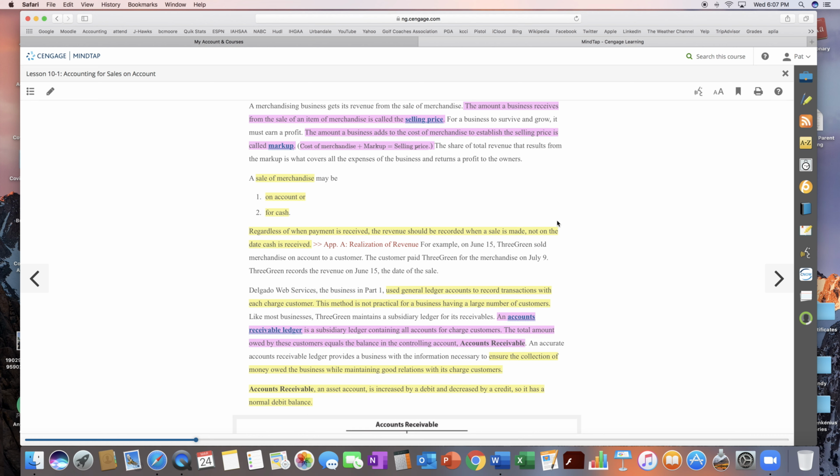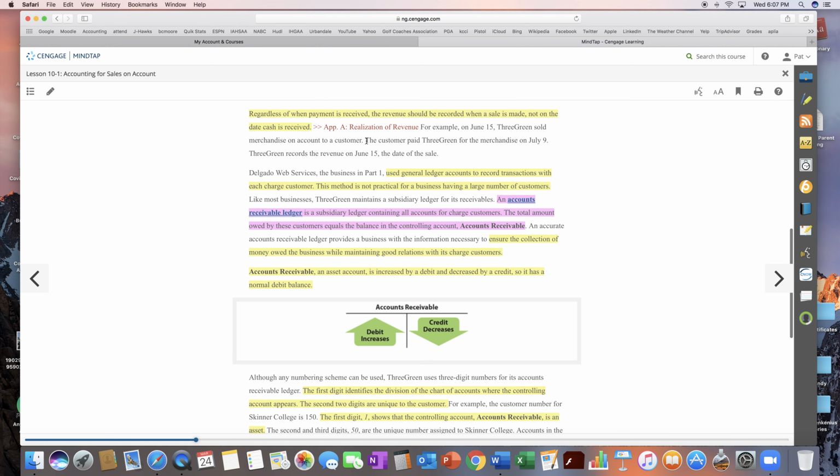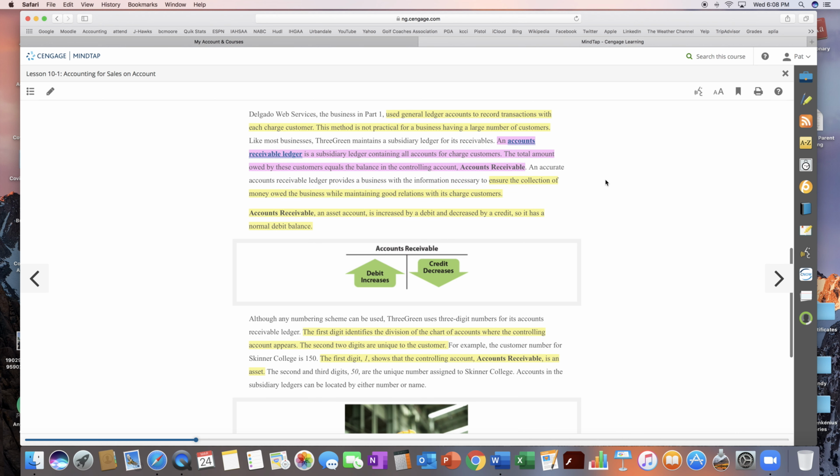Sales of merchandise will be two different ways. We'll sell merchandise for cash. That'll be in the cash receipts journal. Or we'll make a sale of merchandise on account, which will be in the sales journal. Okay. The realization of revenue accounting concept: regardless of when payment is received, revenue should be recorded when a sale is made, not when cash is received, but when the sale goes through, that's when we're going to record it.